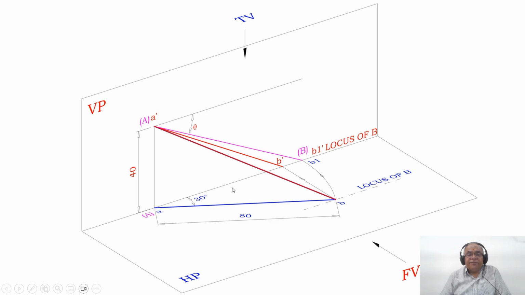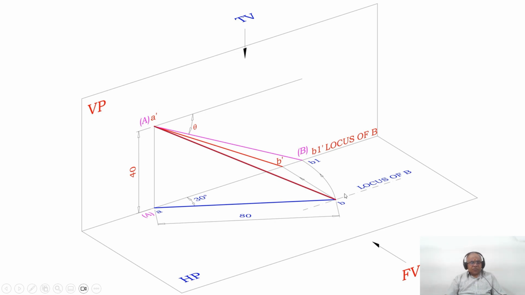So what is the front view of AB1? The front view of AB1 is A dash B1 dash. A is here, so A dash will be above HP, and B1 is here. The point B1 dash lies on the locus of B. The other end point of B is on VP. Since the other end of B is on VP, obviously that line will be in true length.